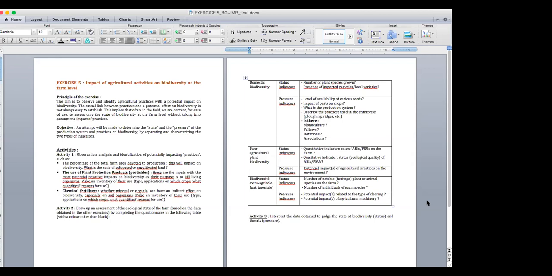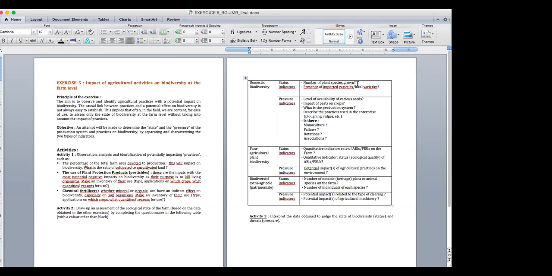We are going to observe the domestic biodiversity in your horticultural farms, and you are going to bring out a conclusion. And when this is done, you're going to state the number of plants or species that you grow. So definitely you know what you grow. Then you're going to state the presence of imported variety or the local varieties.